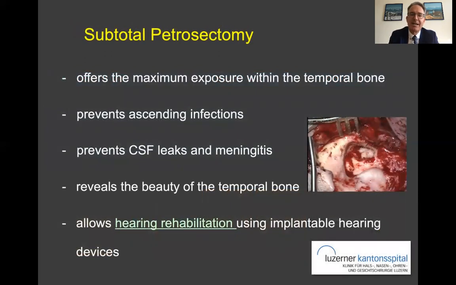So to summarize, the subtotal petrosectomy offers maximum exposure of the temporal bone. It prevents ascending infection. Charles Bellens, remember his statement. It prevents CSF leaks and therefore meningitis. It is a beautiful surgery because you see all the anatomy of the temporal bone. And nowadays, with all these implants, it allows hearing rehabilitation using implantable devices.